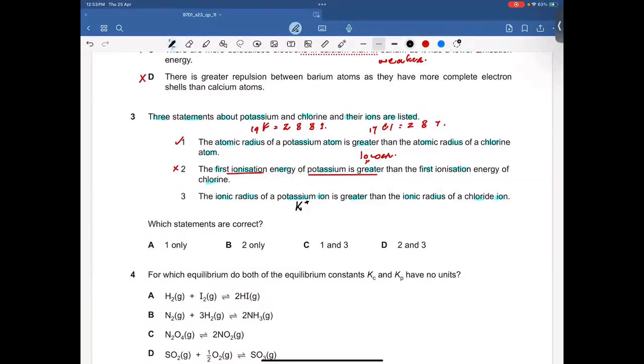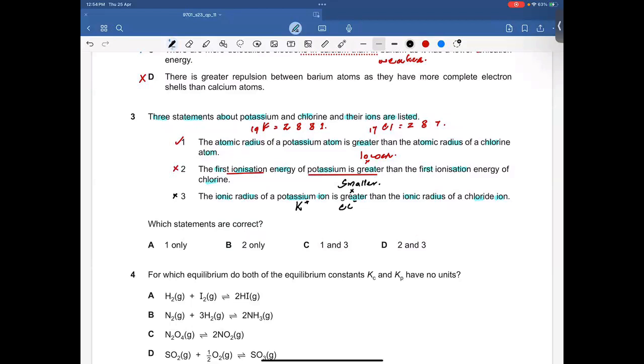Chloride has -1 charge. I've told you in the class that the size of an anion is always greater than that of the neutral element, and the size of a cation is always smaller than that of the neutral element. The size of a cation is smaller because of the strong proton to electron attraction, whereas the size of an anion is greater because of the electronic repulsion, right? So in this comparison, obviously chloride has a bigger radius than potassium ion because of repulsion. So the third statement is also incorrect because the ionic radius of potassium ion is not greater, it must be smaller.